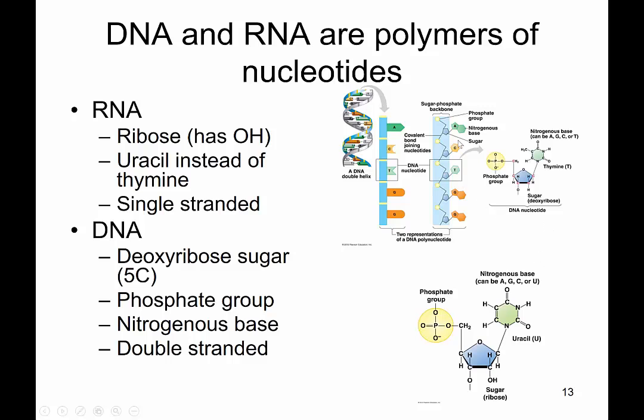DNA, you heard me say, is double-stranded, 2 strands that coil around each other. RNA is single-stranded, only 1. And another difference between DNA and RNA is that instead of thymine, uracil is used. And this is a very important substitution.